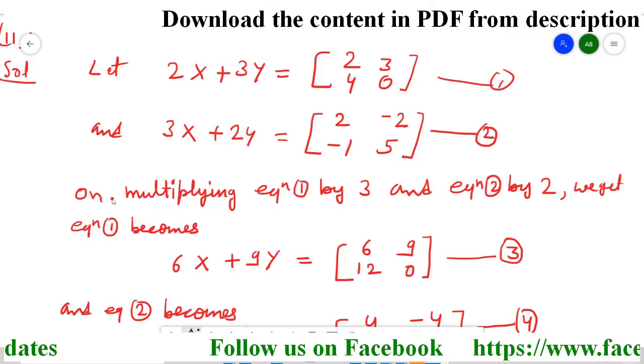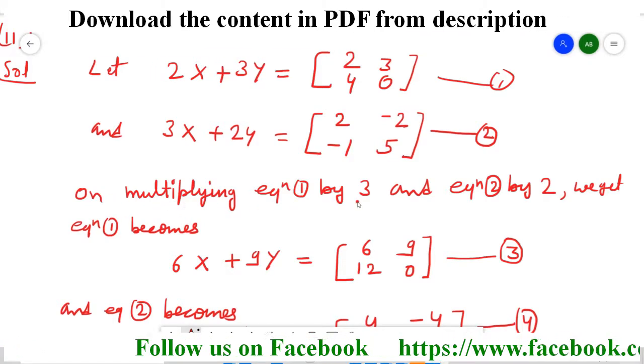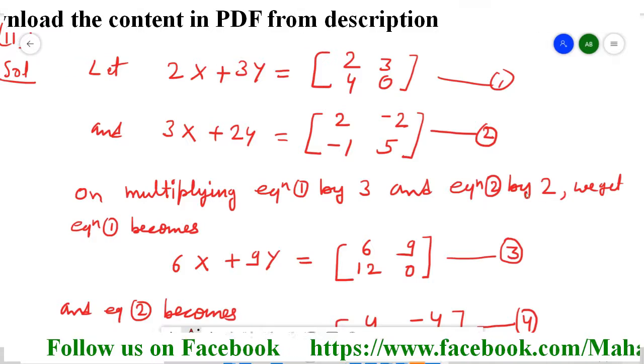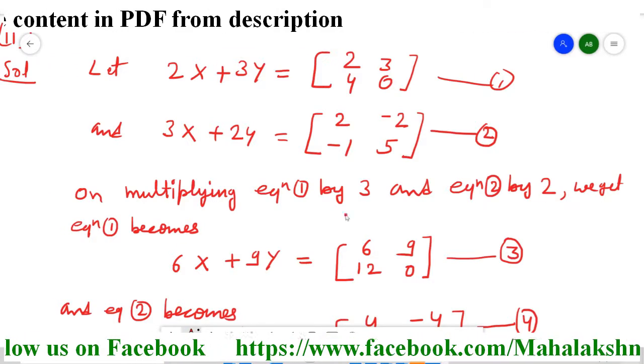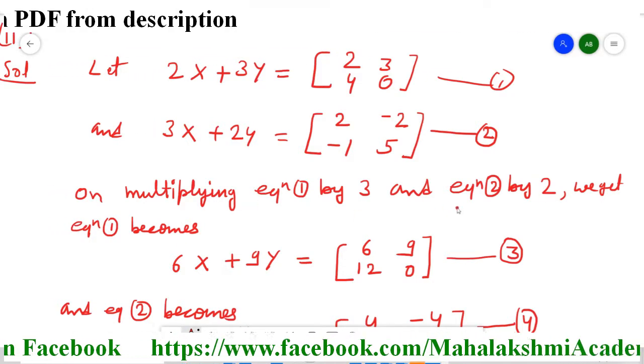So I wrote the statement: on multiplying equation 1 by 3 and equation 2 by 2, we get... So why are we doing this?